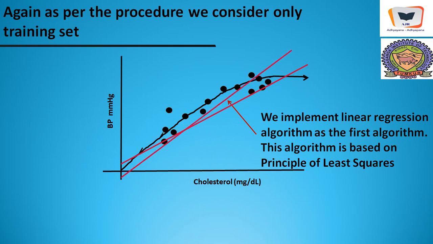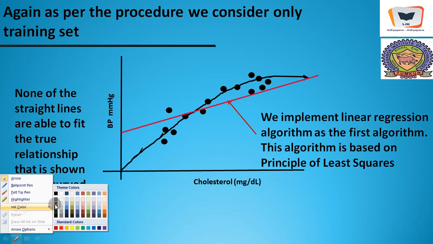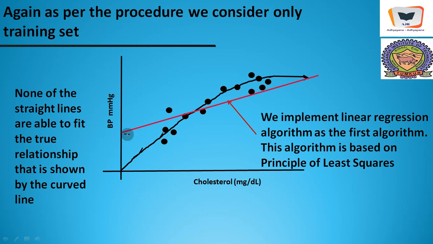Because it is linear, any number of turns and twists given to this straight line will never fit exactly the relationship between cholesterol and BP. None of the straight lines are able to fit the true relationship that is shown by the curved line. In fact, finding various positions of the line in the training algorithm iteratively would only reduce to finding the intercept and the slope of the line. That is what we find whenever we fit a straight line. This is the vertical intercept, let us say B, and this is M, the slope of this particular line.